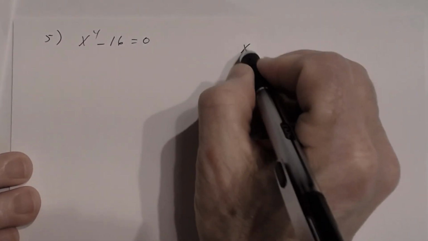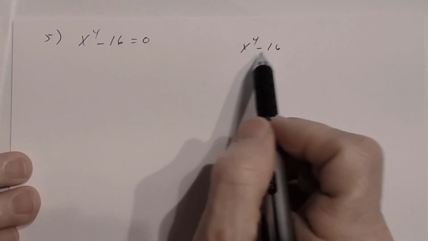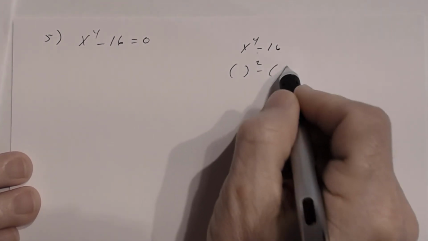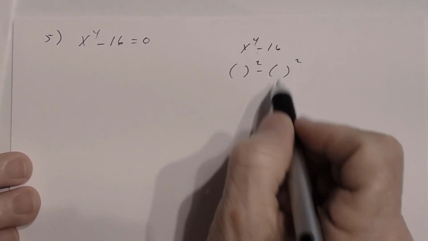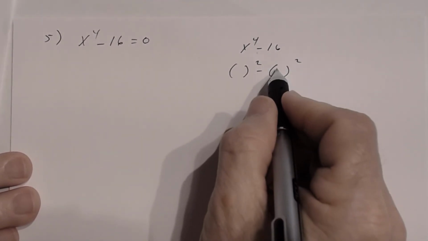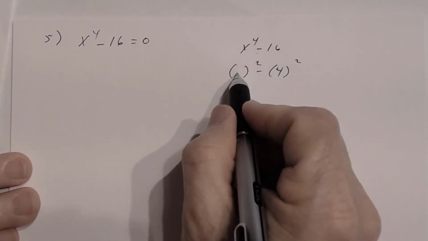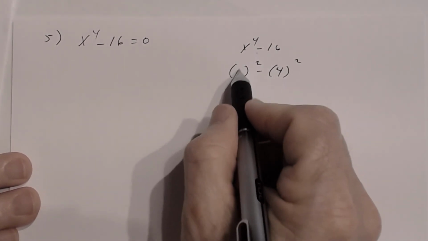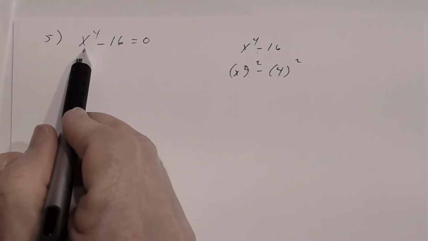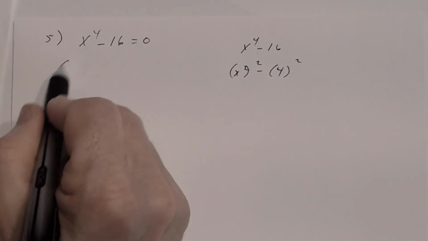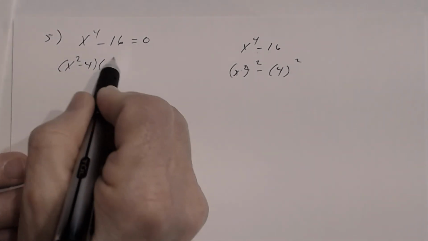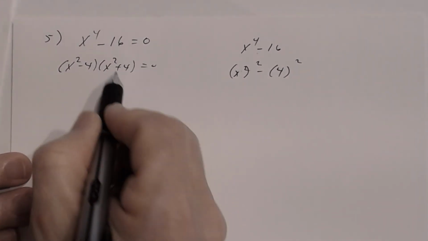Because I want you to think about this. So let's think about the difference of two squares. So this is the difference of two squares because I can fill in these parentheses. So for example, if I look at this one here, what times itself is 16? Okay, 4. Over here, what times itself is x to the 4th? Well, x squared. So that's the difference of two squares. So that means that x to the 4th minus 16 can be factored as x squared minus 4 times x squared plus 4. And don't forget, that's equal to 0.